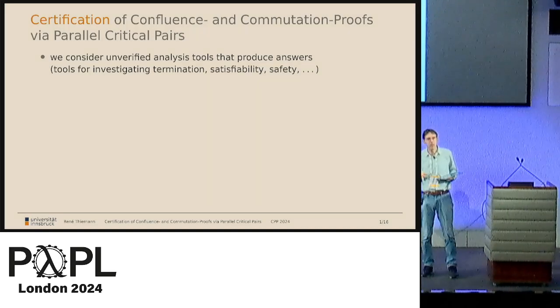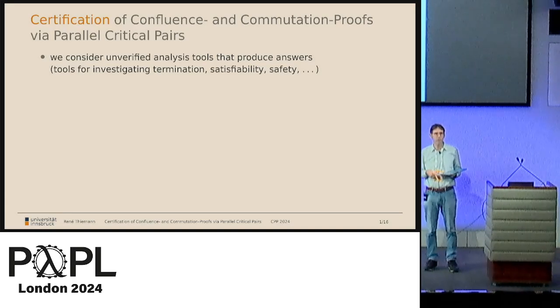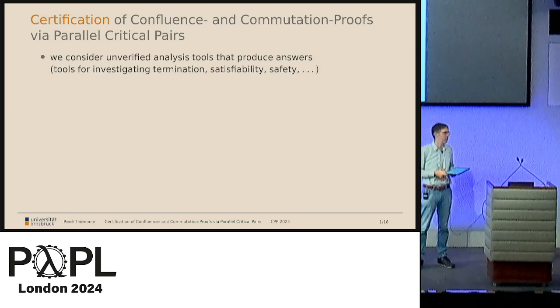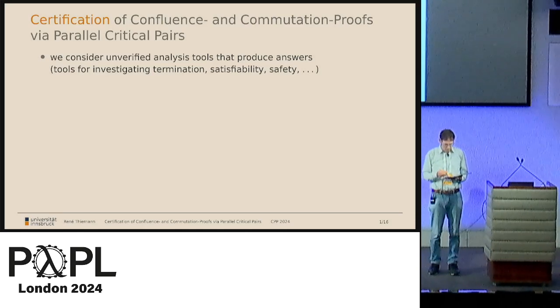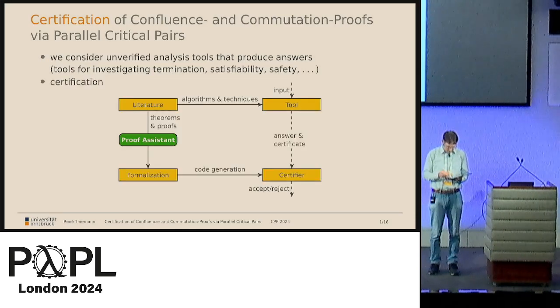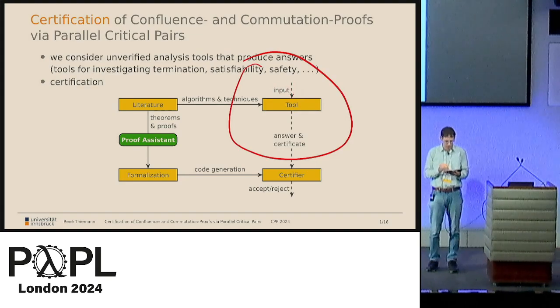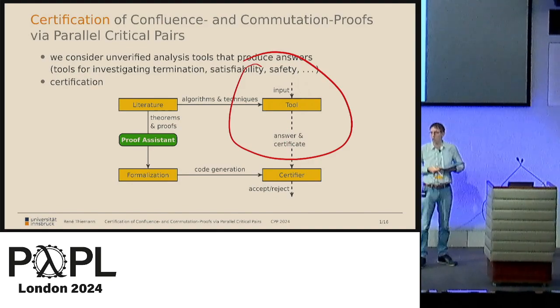I consider that there are analysis tools which are unverified, highly optimized, which somehow produce answers which we then want to swallow, and hopefully they are correct, like an SMT solver, a termination analysis tool, or a confluence analysis tool, a SAT solver, whatsoever, right? So what we basically have is this tool that just eats some formula or program as input and then says, well, this is the answer to this problem, and gives us some certificate, so some proof or some reason why this should be the correct answer.